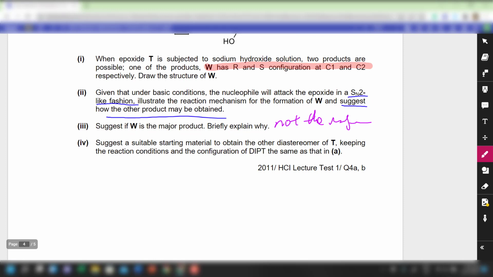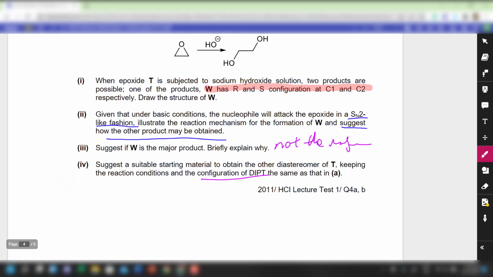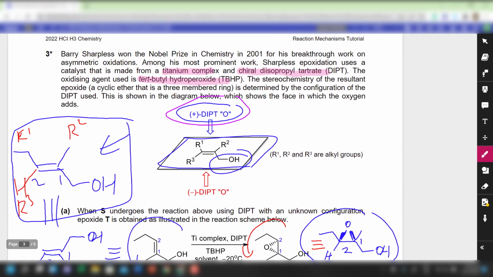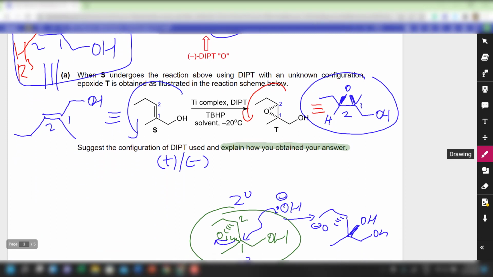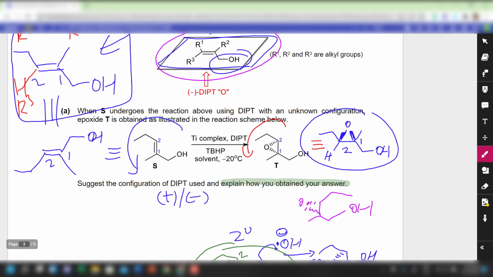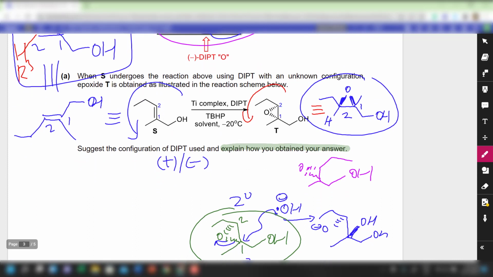Okay, next for part 4, you are supposed to suggest a suitable starting material to obtain the other diastereomer of T, keeping the reaction conditions the same. So we're going to use plus DIPT. So for me to get the other diastereomer, maybe we'll make it easier. So I'm going to draw this like this, maybe. Oh, remember that for a diastereomer, only one of the chiral centers changes. Then if I'm going to use the same DIPT, that means that the DIPT must come from the bottom, right? But of course, if we fit it into this cartoon, it will come from the top.